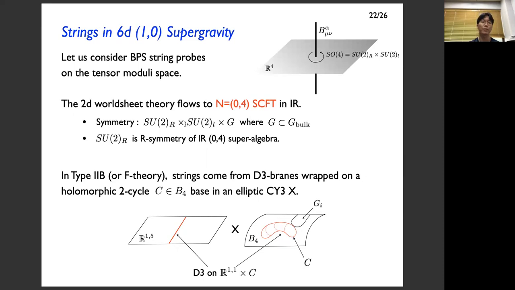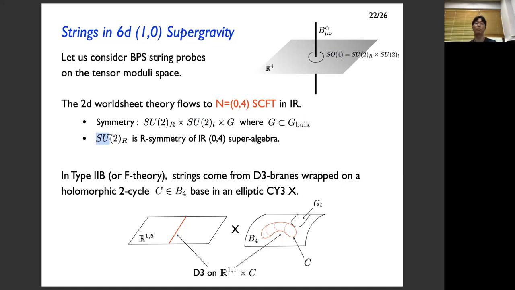So it has SU(2)_R symmetry, which is one of the SO(4) Lorentz symmetry transverse to the string. And SU(2)_L is another Lorentz symmetry, but it becomes flavor symmetry or global symmetry in the worldsheet CFT. And this string can couple to the bulk gauge symmetry. So flavor symmetry is given by SU(2) left times some gauge group G, which is a subgroup of the bulk gauge symmetry. And SU(2)_R is the R symmetry of the IR (0,4) conformal algebra.